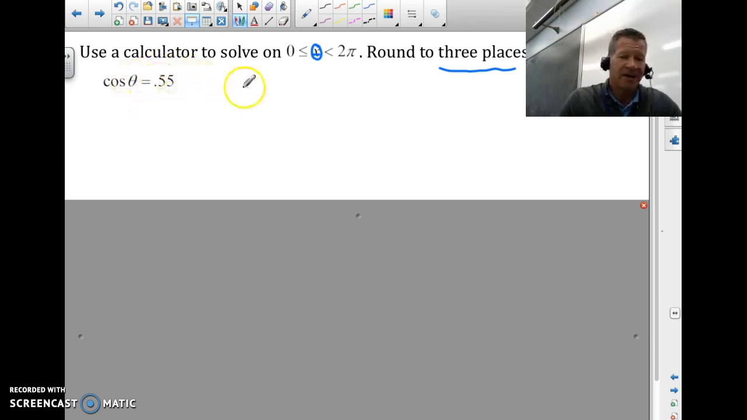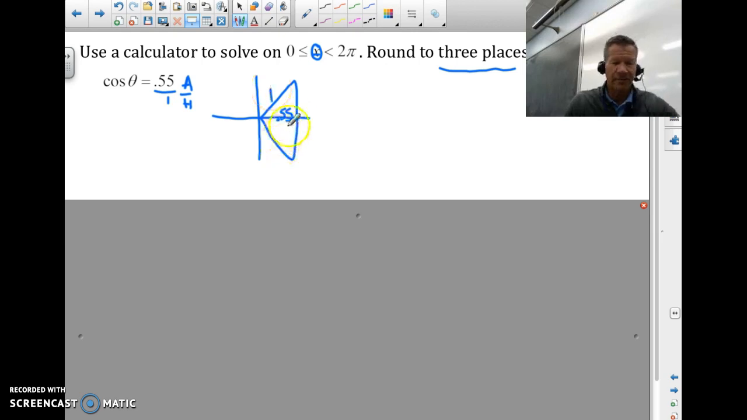Now, I do know that cosine is positive in quadrants 1 and 4. What I do not know is, if I put this over 1, adjacent over hypotenuse, I have no idea what angle would make the ratio of the sides 0.55 to 1. So what I have to do is use a calculator.